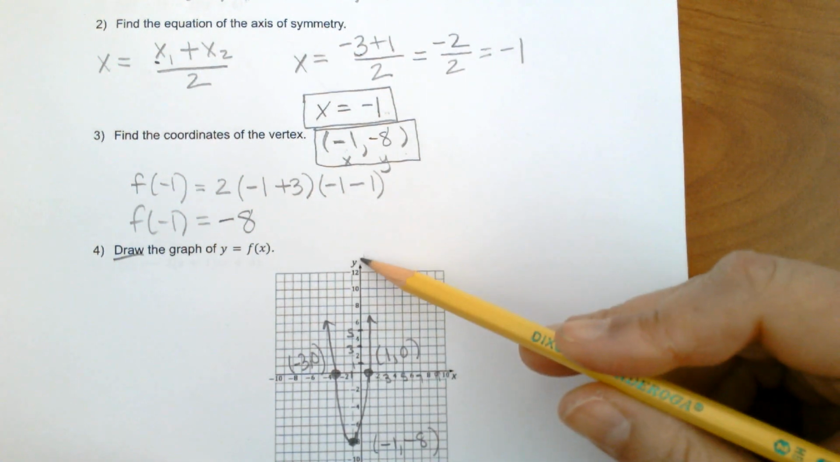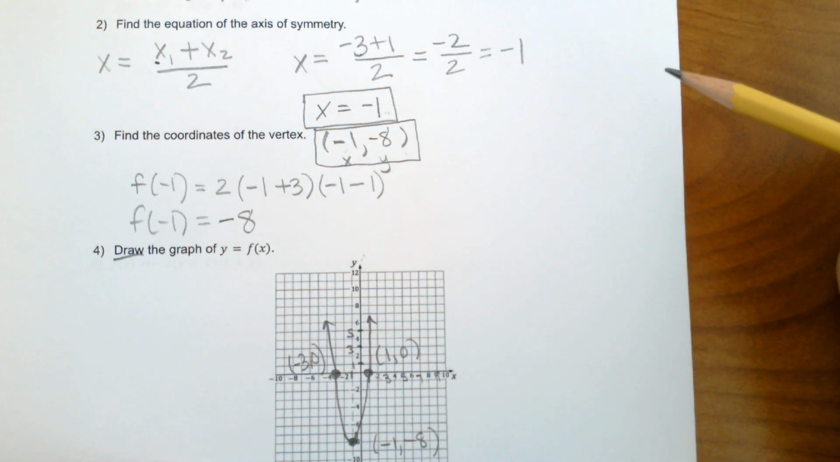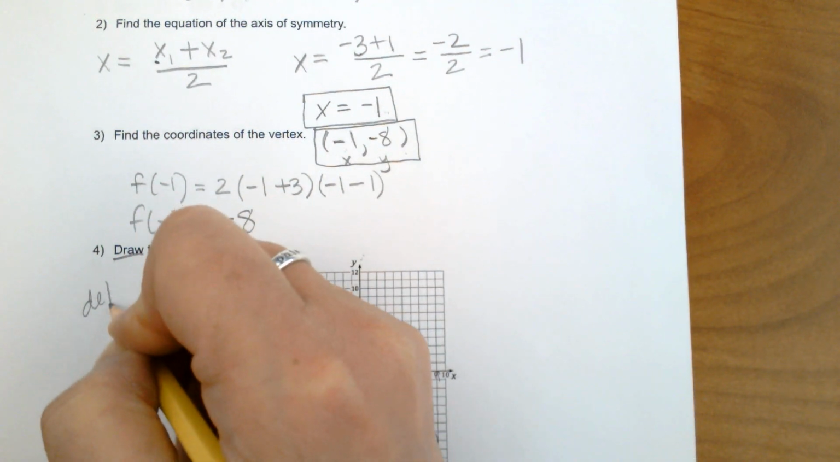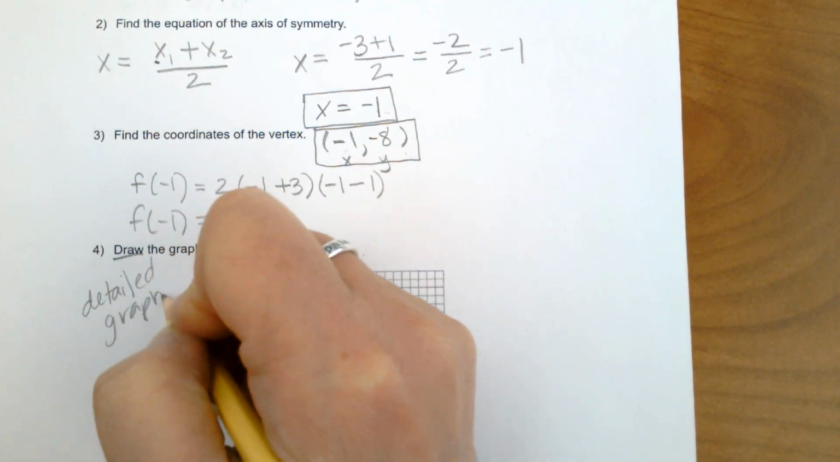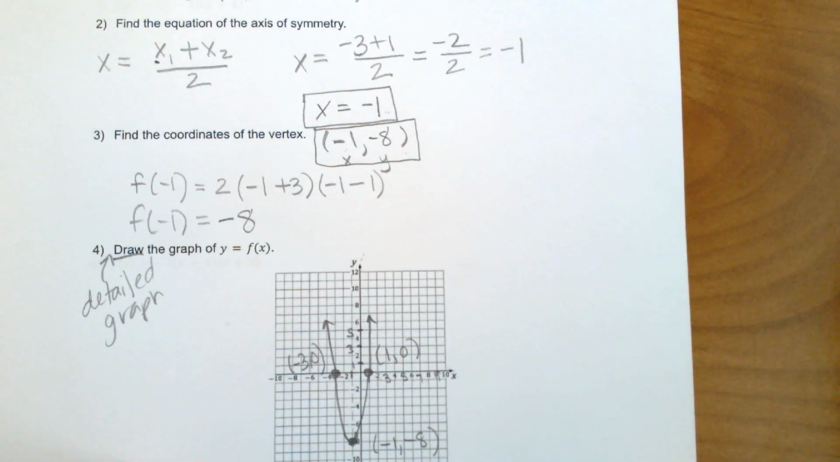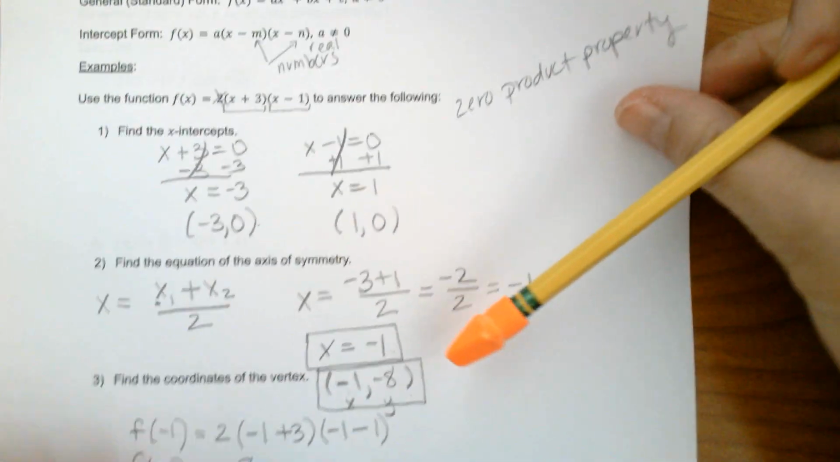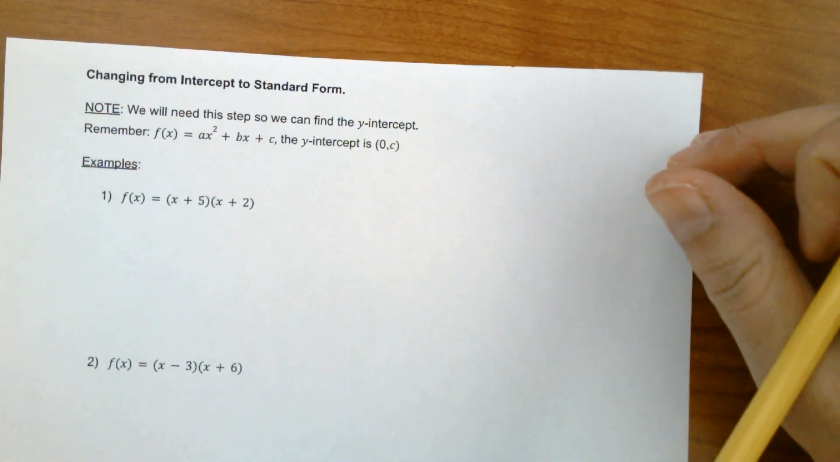So in drawing this in, I have a nice scale. I have my labeled X and Y. I have my points, and I have my labeled points. So this isn't a sketch. A sketch is not as detailed. So when you draw, you need a detailed graph. Okay? There you have it. Okay, so let's learn how to go from one form to the next.